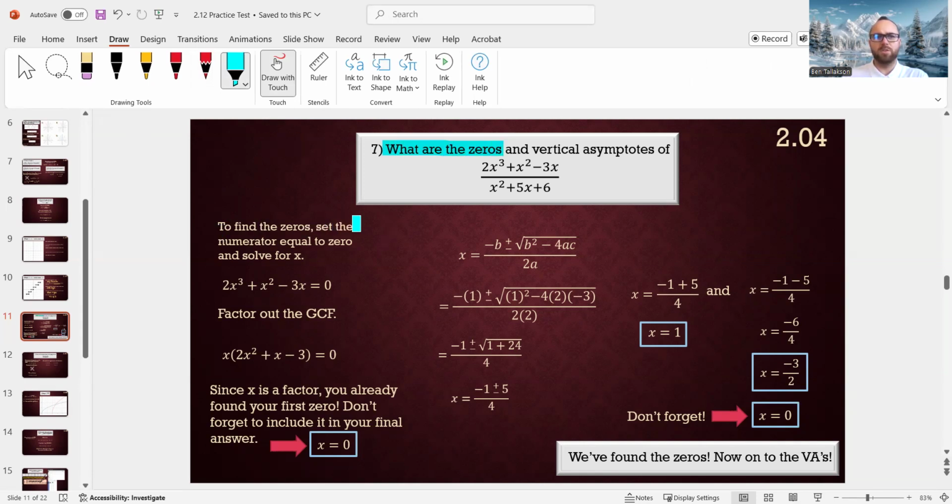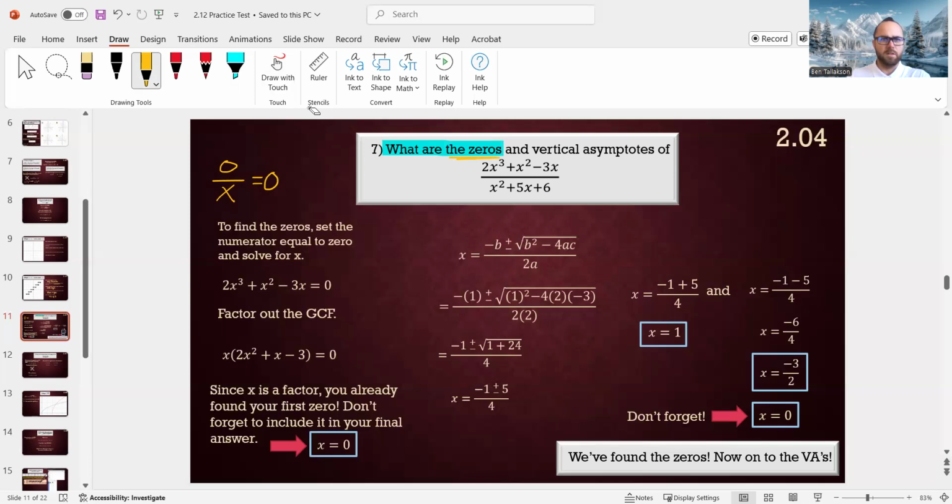To find the zeros, you need to set the numerator equal to 0 and solve for x. But do you know why? Well, because for any fraction, it doesn't matter what's in the numerator or what's in the denominator, if the numerator is 0, the fraction is equal to 0. So that is how we find our zeros.